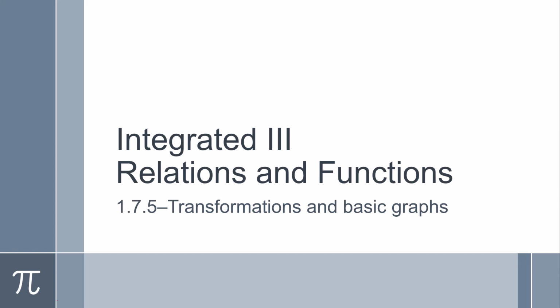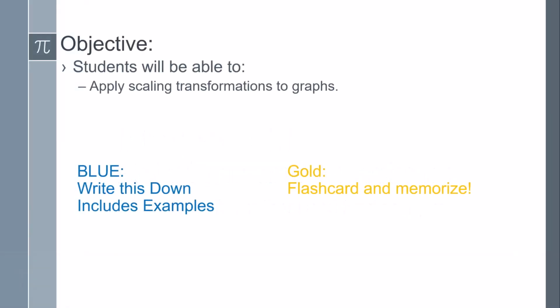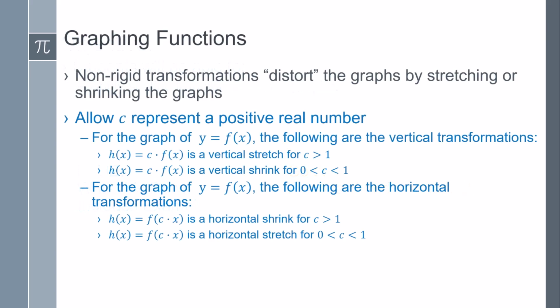This is section 175. We're going to continue looking at transformations and basic graphs. In this lesson, we're going to apply scaling transformations to the graph. Now, we looked at rigid transformations, where it moved left or right and there was a level of reflection involved. With non-rigid transformations, they distort the shape of the graph by stretching or shrinking the graph. And it could be stretched vertically, or it could be stretched or shrunk horizontally.